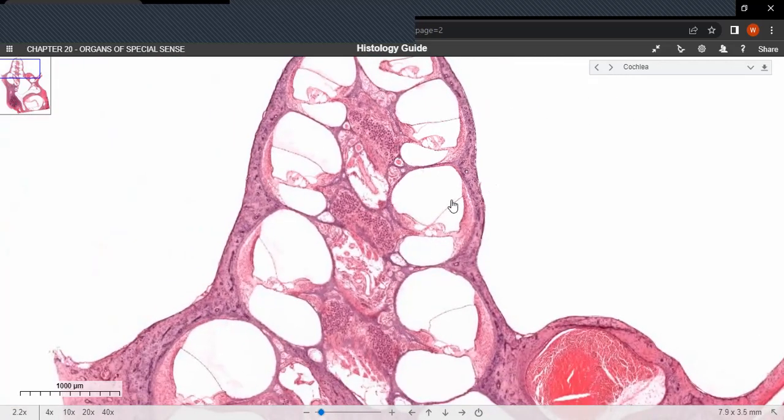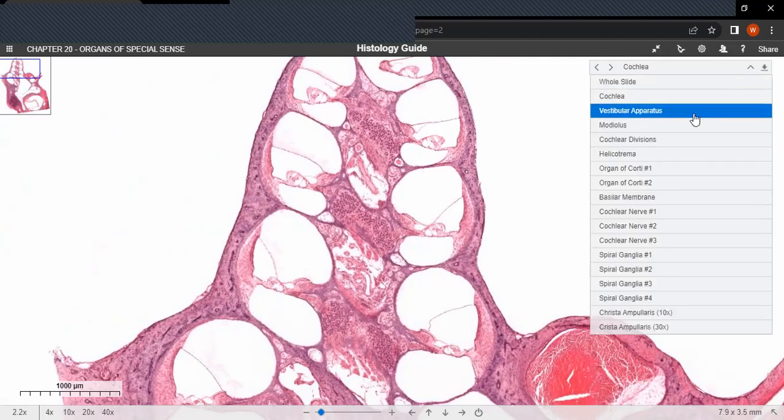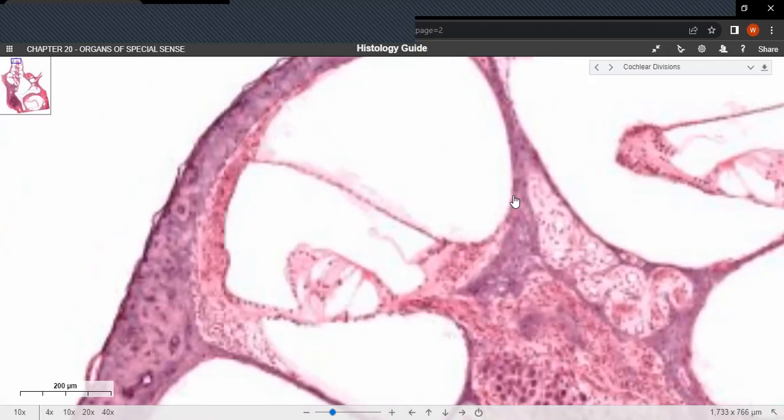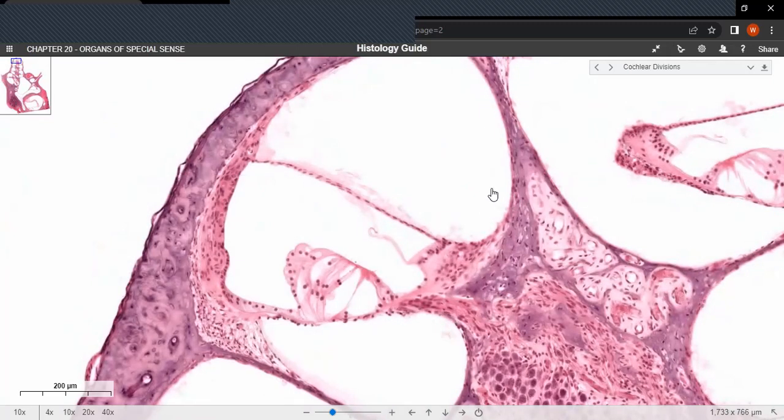The cochlea has cochlear divisions. I want us to look at the parts. Now you can see this is a cochlear division of the cochlea, and it has 3 cavities. This is the scala vestibuli, this is the scala media, and this is the scala tympani. The cochlear division has 3 cavities.